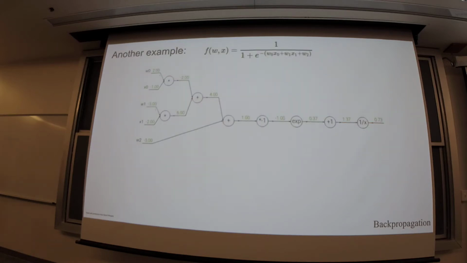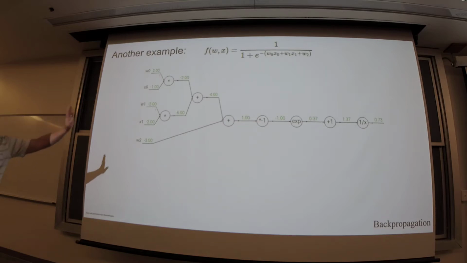Let's go through another example of how this works. A little more complicated. Here's our function up here. This is a function that we'll be more likely to see as we start training neural networks, this kind of sigmoid function here.